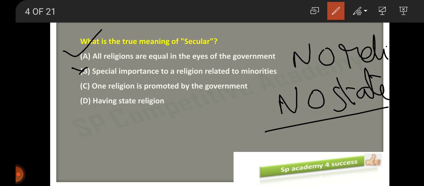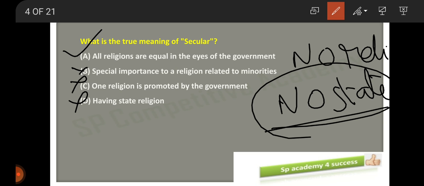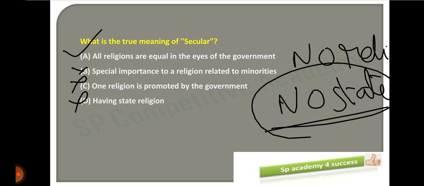See the next statement, one religion is promoted by the government. No, just now I told you we won't have any state religion. So no particular religion is promoted by the government. This statement is wrong. Having a state religion, no, it's wrong. So what is the answer here? Option A is the right answer for this particular question.